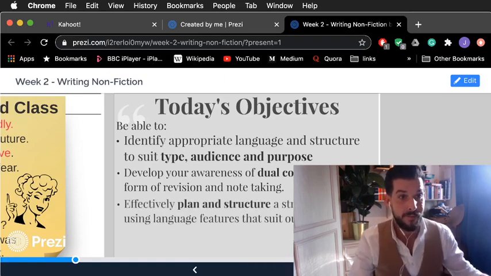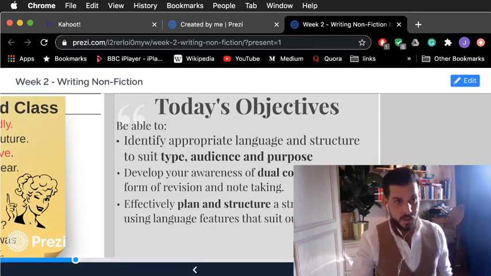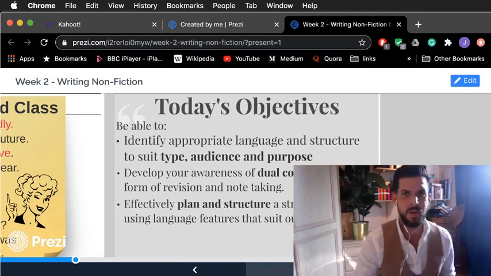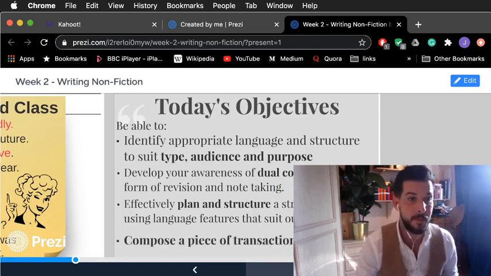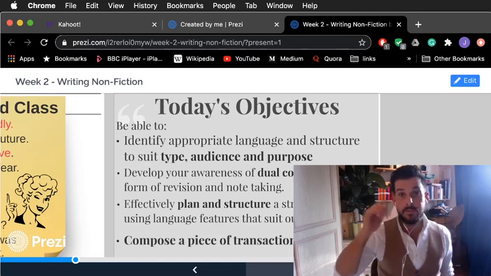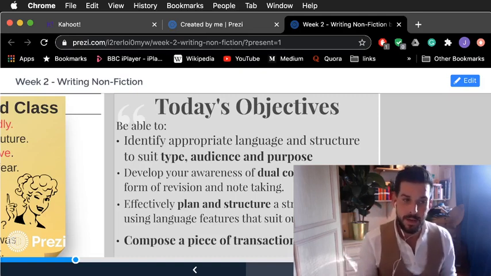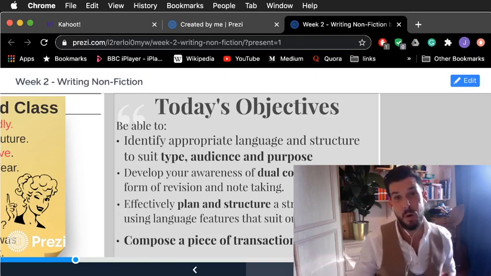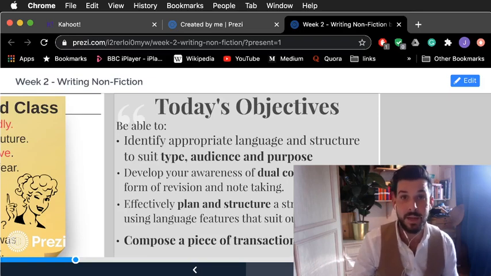We're also going to take a look at effectively planning and structuring a strong argument. So that's our transactional writing. Using language features, and this is essential, that suit our purpose, because different purposes need different language features. We're also going to look to compose a piece of transactional writing as well. So in the actual taught session this week that I'm having to do from home, we were going to do a lot of prep, a lot of discussion about a certain topic and how to structure it, and then the remote learning was going to be more actually developing that piece of transactional writing. So hopefully with this format you'll be able to still feel fully comfortable that you'll be able to approach that piece of writing as well.